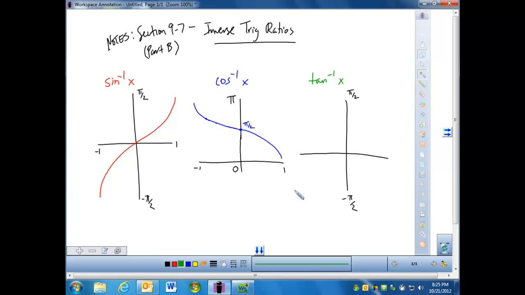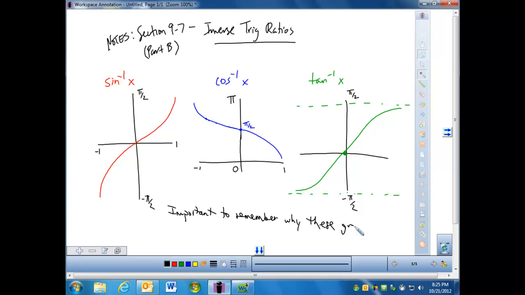Remember, these functions would fail the vertical line test if we continue to graph them this way. Remember that in order for it to be a function, it can only pass through in one spot. If we continue to extend those radian measures up and down, it would continue to repeat itself. And so that's why it's real important to understand the domain and the range of these functions.